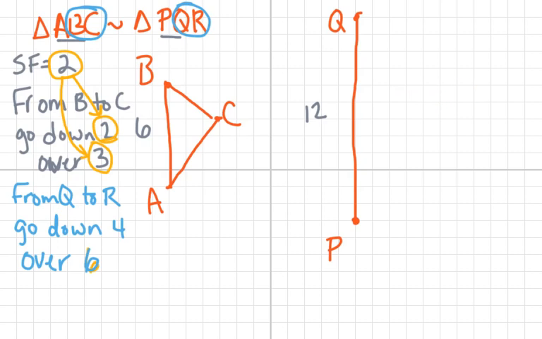So let's go ahead and plot that point. Down 4 and over 6 gives me that point there. Now again, I have that figure that's similar, but I have another option. We could take that figure and reflect it. So I could go down 4 and over 6 either way.